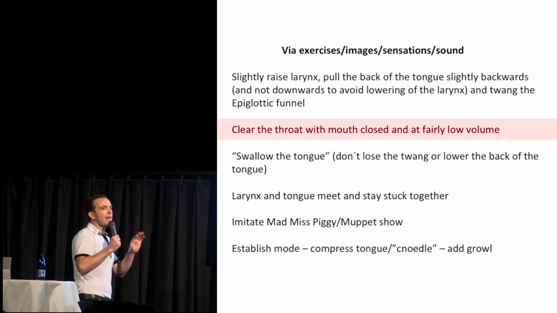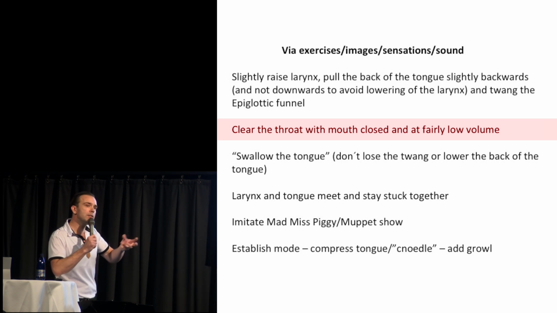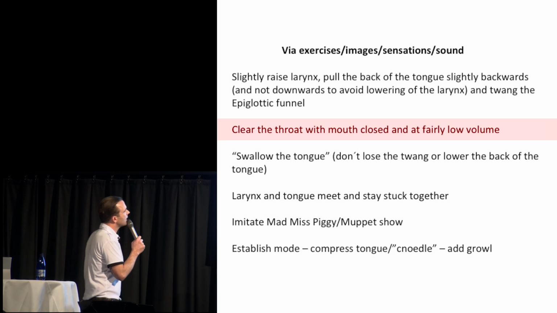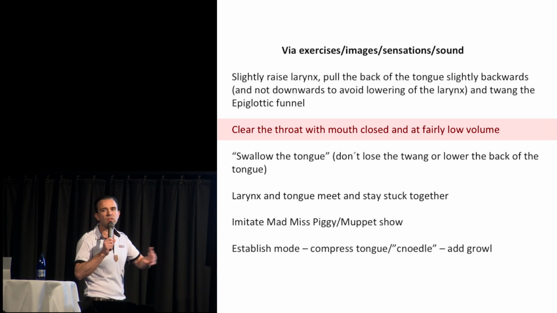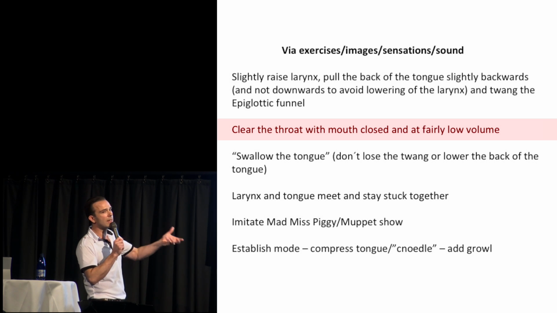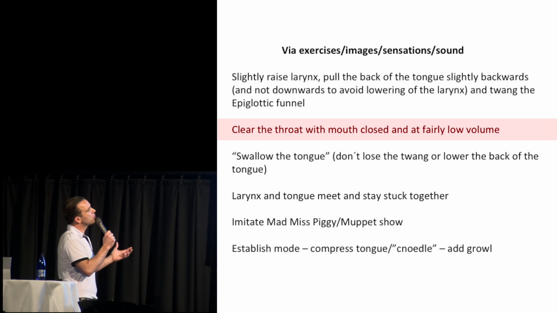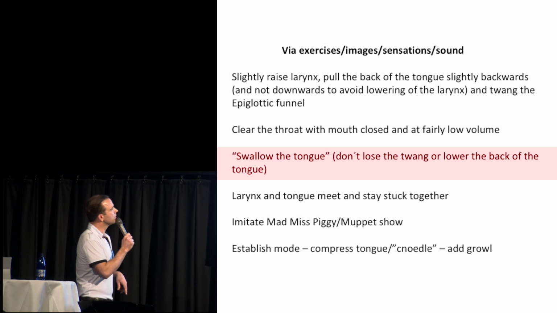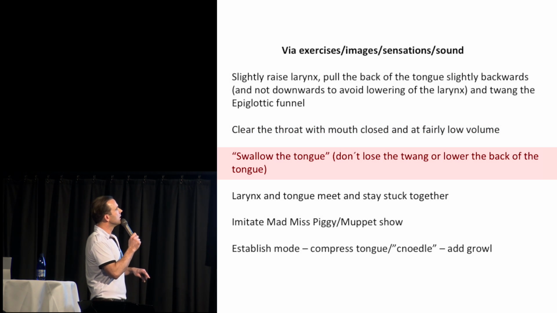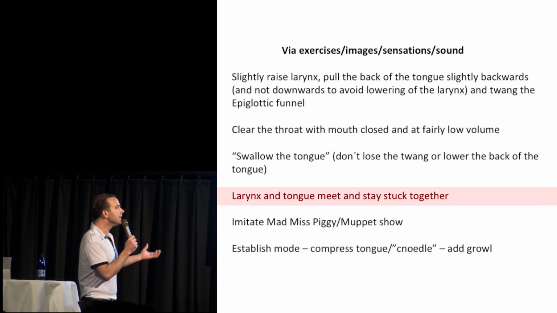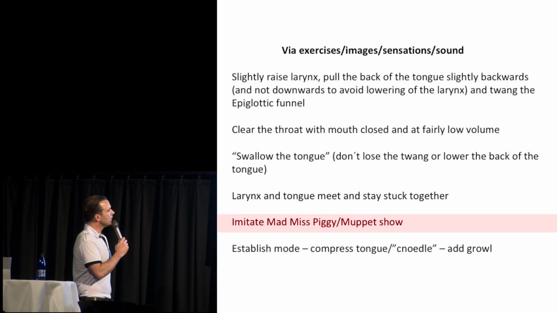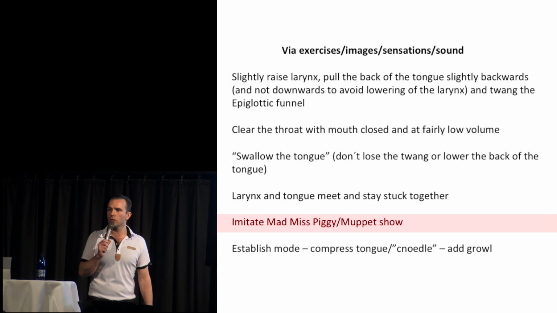So for many, we have an idea about the location of the effect, and some will start growling immediately. So we can cultivate and refine that setting into an actual usable effect. Swallow the tongue. Of course, don't take that too literally. Larynx and tongue meet and stay stuck together. You can imitate Miss Piggy, the prima donna from the Muppet Show.